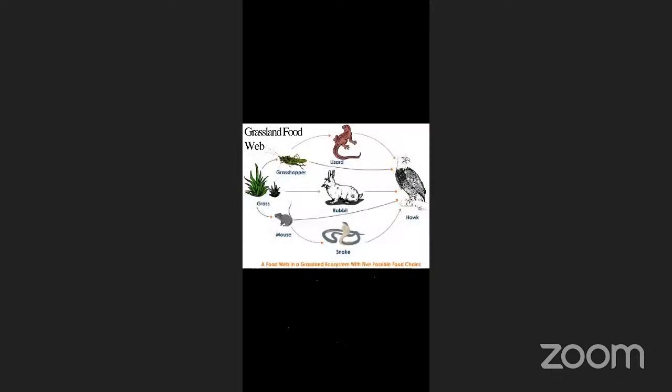The next is grassland food web. So in the grassland, as we have already discussed, grasshoppers and mouse feed on grass. Then rabbit also feeds on grass. Then lizards eat these insects. Snake eats mouse. And finally, all are eaten up by hawk. So this is grassland food web.